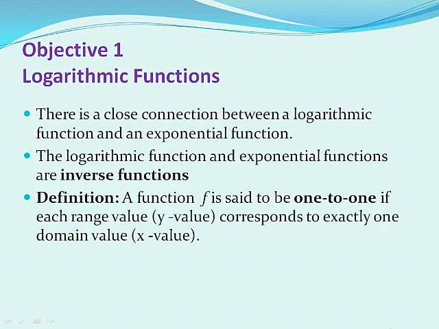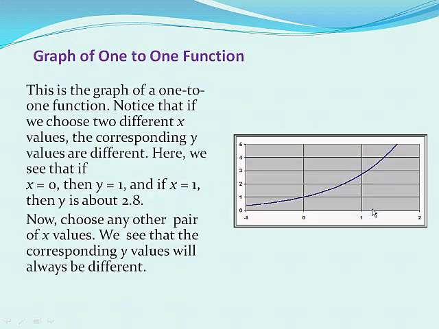Objective 1. Logarithmic functions. There is a close connection between a logarithmic function and an exponential function. The logarithmic function and exponential functions are inverse functions. A function f is said to be 1 to 1 if each range value corresponds to exactly one domain value. Here is an example of the graph of a 1 to 1 function. If x is equal to 0, then the y value is 1, and if x is equal to 1, then y is about 2.8. Now if we choose any pair of x values, we see that the corresponding y values will always be different.